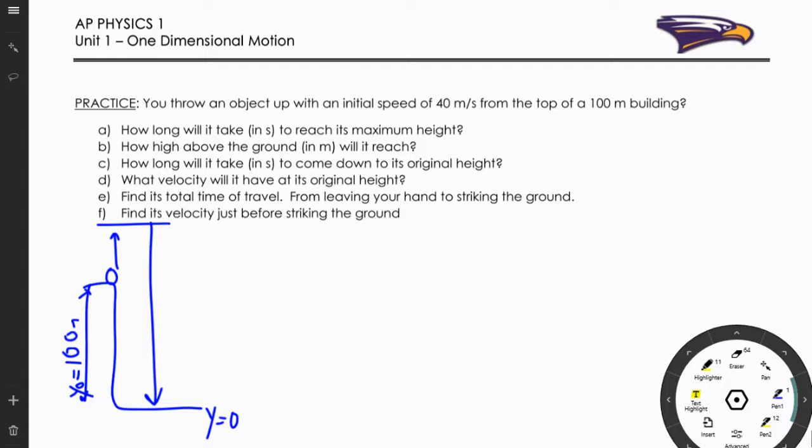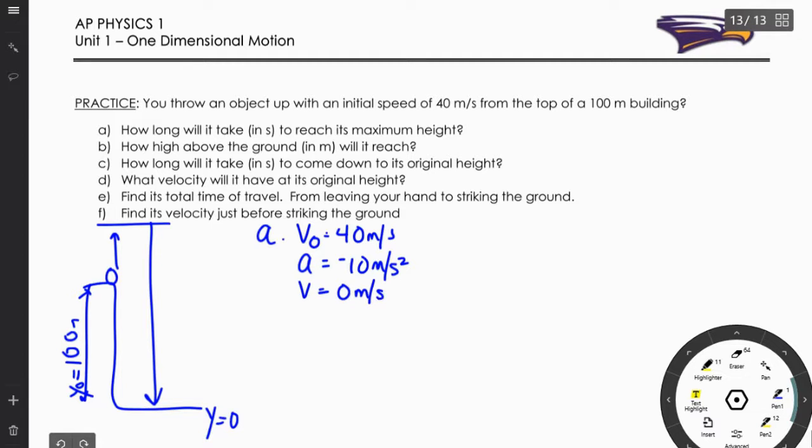But if we look at the questions, part A says, how long will it take in seconds to reach its maximum height? So if we do our process of writing down our knowns and unknowns, we find that we know our initial velocity. It's a positive 40 meters per second. We know our acceleration. It's negative 10 meters per second squared, or you can do negative 9.81. We know at the maximum height that it is moving 0 meters per second. We're looking for time.